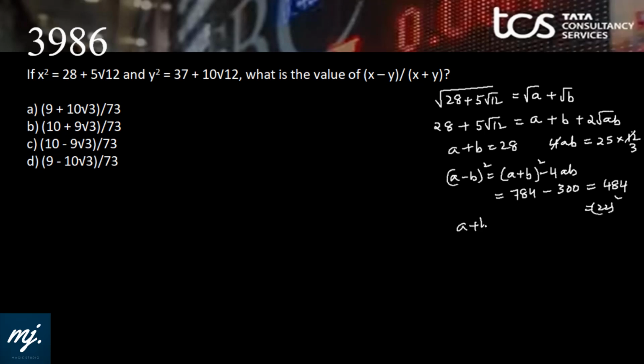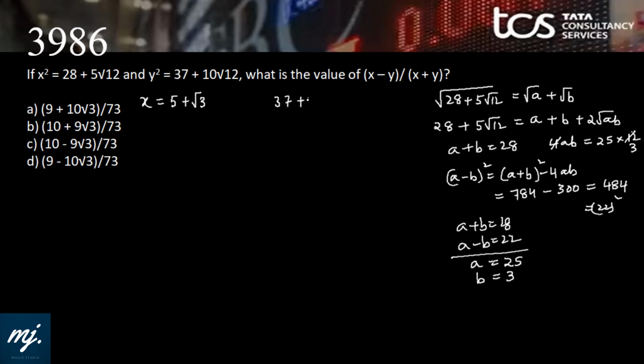So a plus b is 28 and a minus b is 22. If I add up and divide by 2, a would be 50 by 2, that is 25, and b would be 3. That means the value of x is root a, that is 5, plus root b, which is root 3. 5 plus root 3. Done, we have the value of x. On a similar note, we'll try to find the value of y.